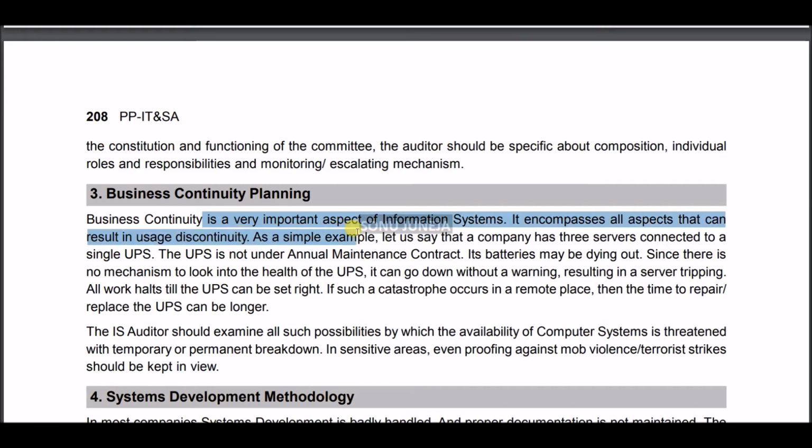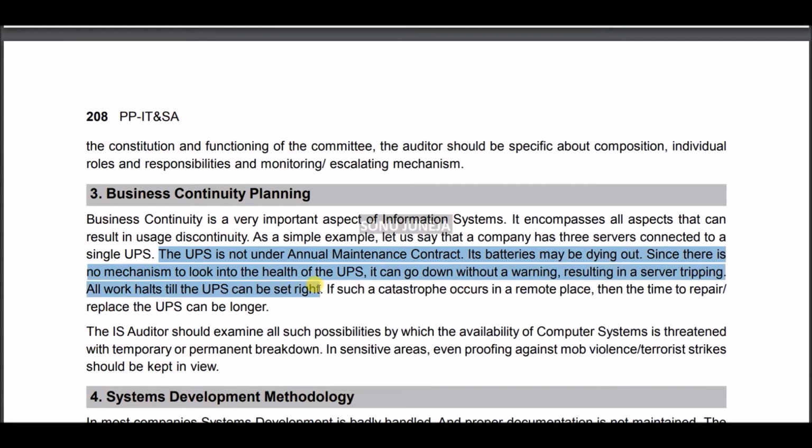A simple example: let us say that the company has 3 servers connected to a single UPS. The UPS is not under an annual maintenance contract. Its batteries may be dying out. Since there is no mechanism to look into the health of the UPS, it can go down without a warning, resulting in server tripping. So all the work halts till the UPS can be set right. If such a catastrophe occurs in a remote place, then the time to repair or replace a UPS can be longer.